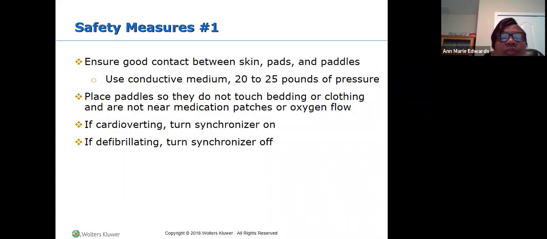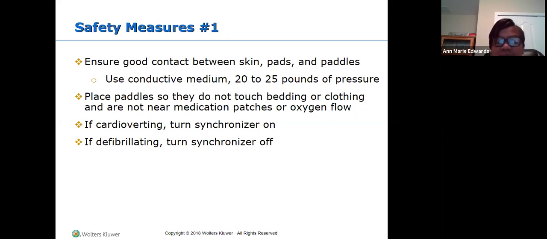So safety measures. Ensure good contact between the skin and the pads and the paddles. So we use a conductive medium, 20 to 25 pounds of pressure, and place the paddles so that they do not touch any bedding or clothing and are not near medication patches or oxygen flow. If cardioverting, again, we cannot overemphasize that you turn the synchronizer on. And that's a good NCLEX question. What do you do before you start the shock in cardioversion? You turn the synchronizer on.